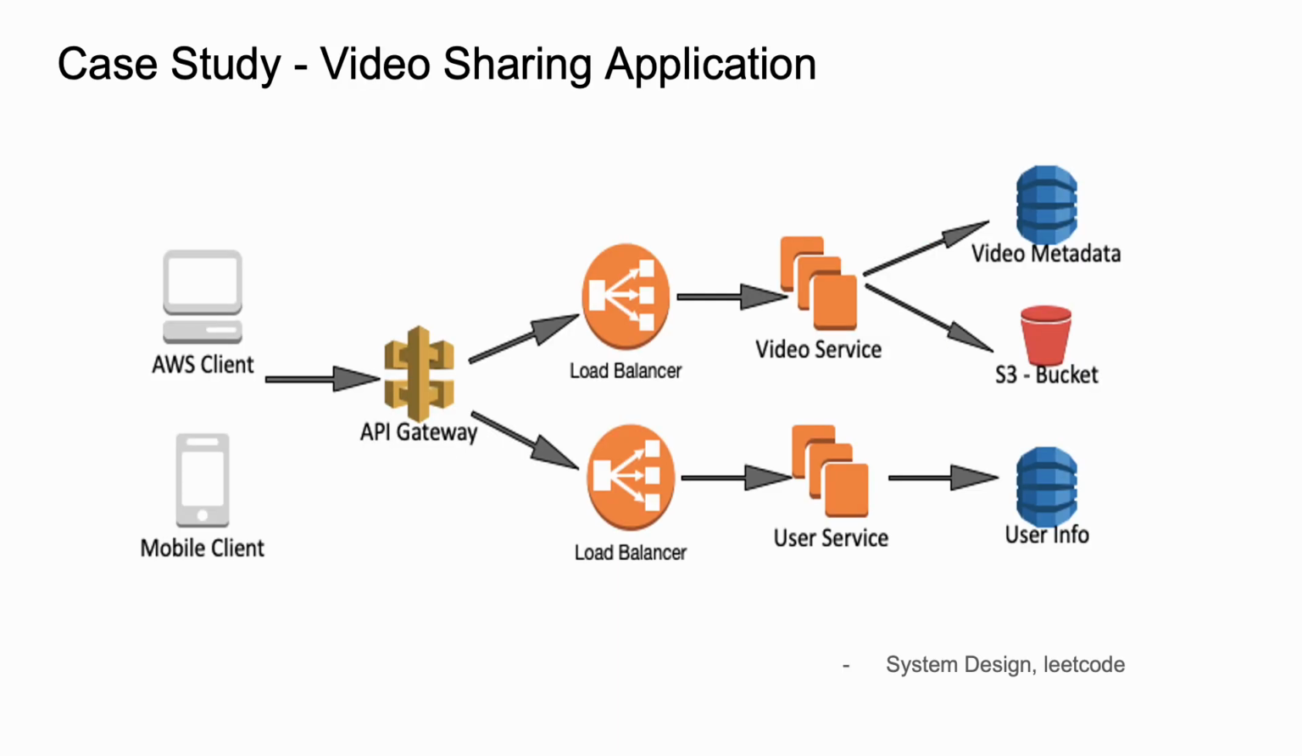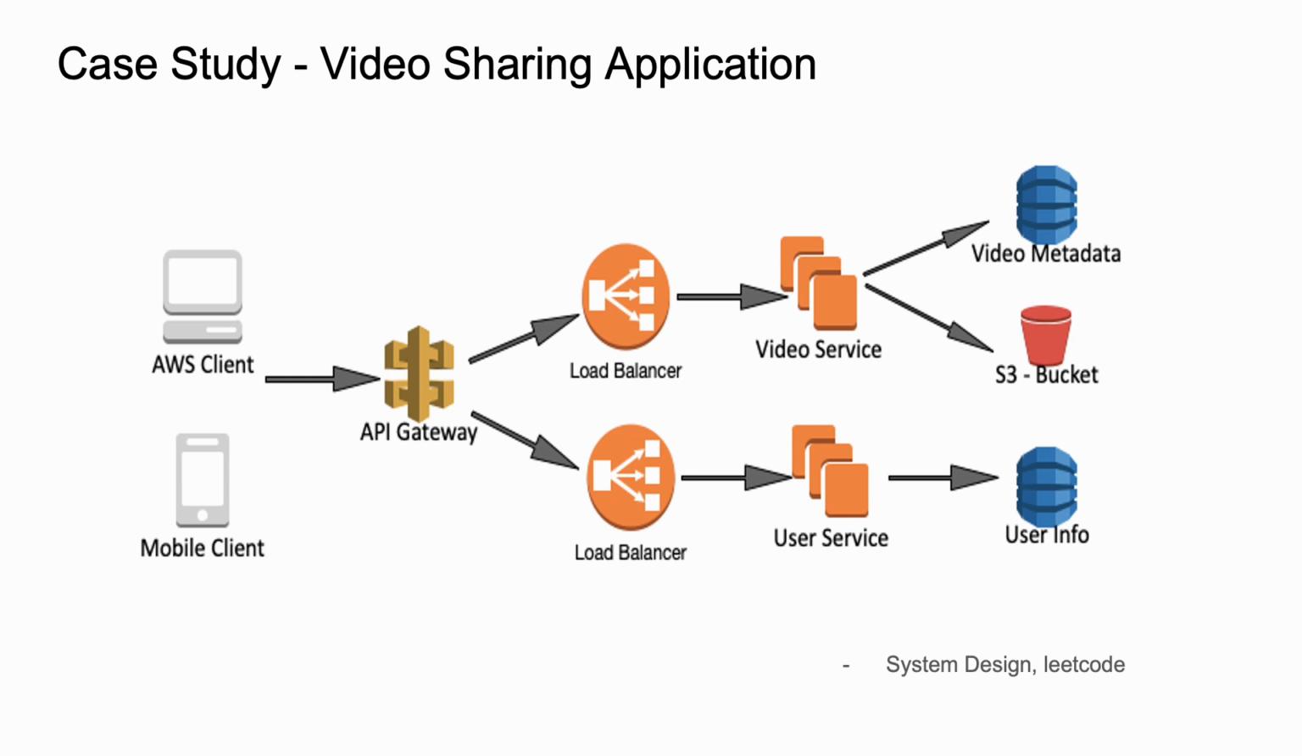Now, let's explore a real-world case study of system design for a video sharing service leveraging the microservices architecture. At the forefront are the clients, including web and mobile applications, which interact with the system through an API gateway. This gateway serves as an entry point, routing requests to the appropriate backend services and managing authentication and authorization.